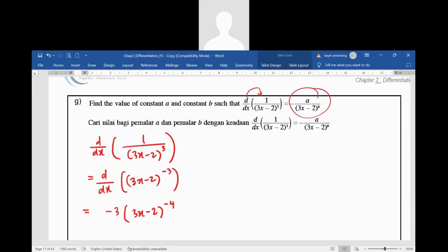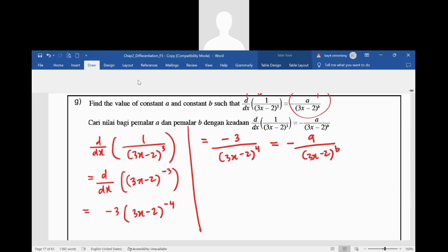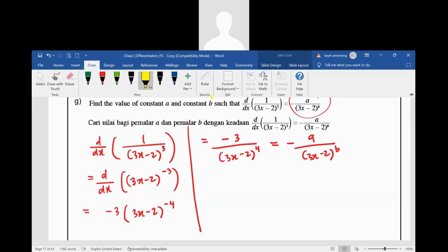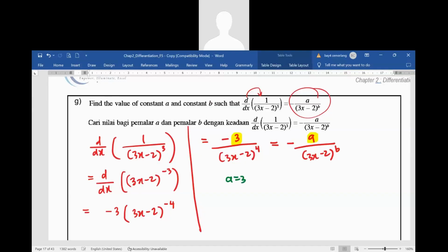And then we will rewrite the answer as negative 3. Let it be here because it is not with the negative power. Only your 3x minus 2 with the negative power, bring it down. It becomes like this. So this is what we get, and we compare with the answer given to us. See, very easy. So your A is equal to 3 and your B is equal to 4. Okay, A equals 3 and B equals 4.